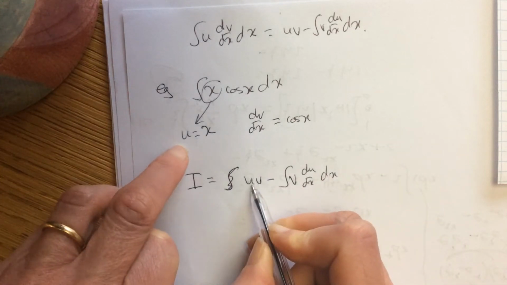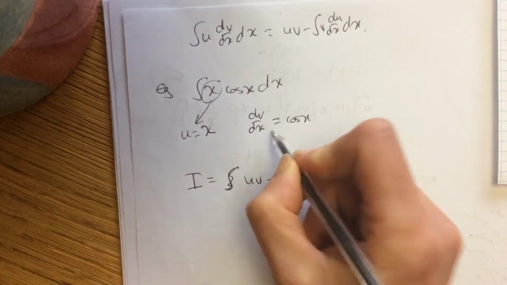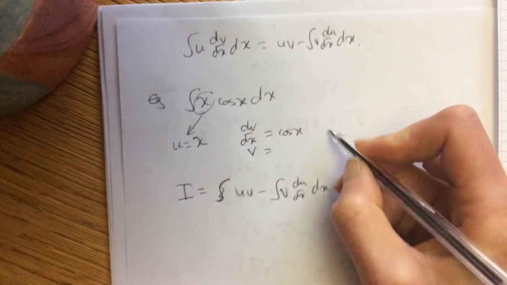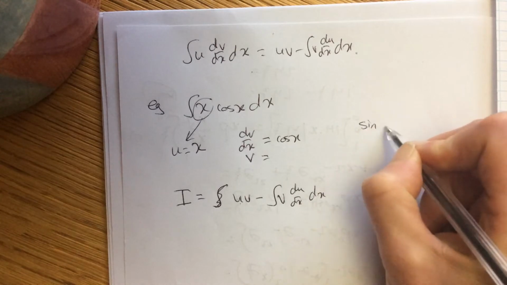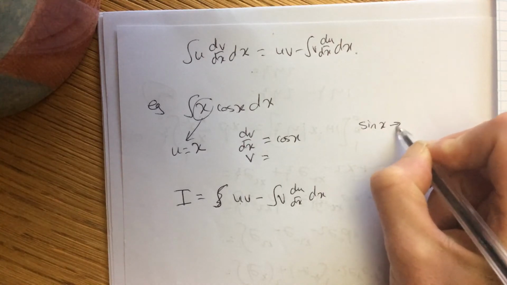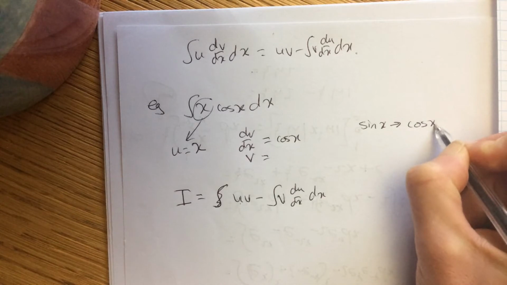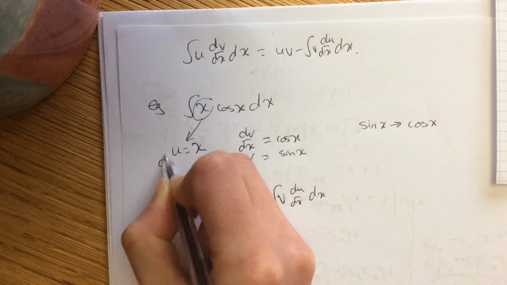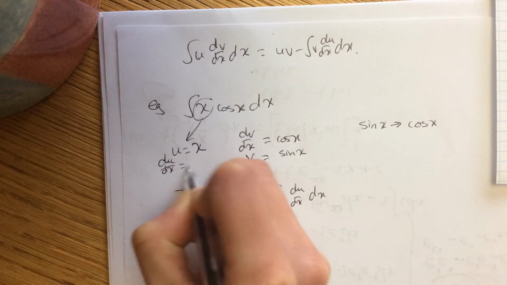I've got my u, I don't have my v. How do I get my v? You have to integrate this. Now, where did cos come from? Do you remember sine? When you differentiate sine, sine goes to cos. So if I'm going back, cos will go back to sine. I also know I need to have du by dx.